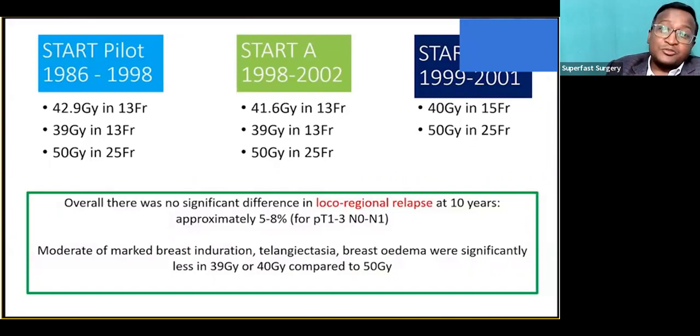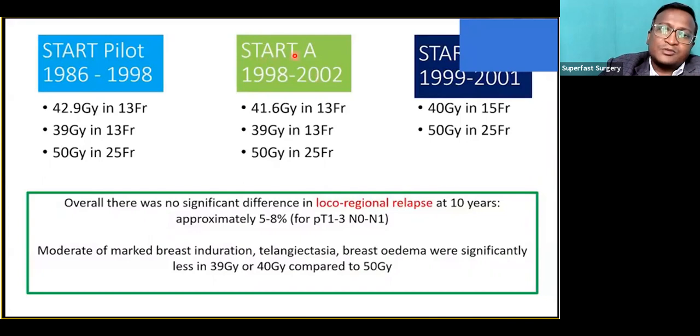So that used to be a long, protracted treatment. Then came the recent advances, where they give hypofractionation. That is, they give it for 3 weeks only, but they increase the dose per fraction. So that is known as hypofractionation.